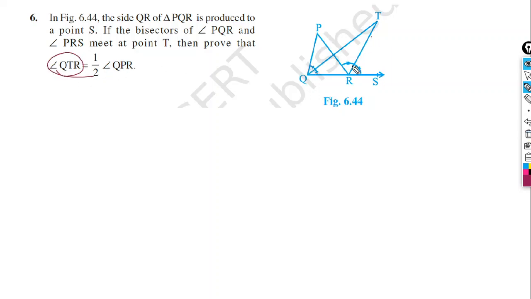angle QTR, this angle T, is equal to 1 by 2 angle QPR, this angle. So angle T is equal to 1 by 2 angle P. This is what we have to prove. So let's start. We will write it here.